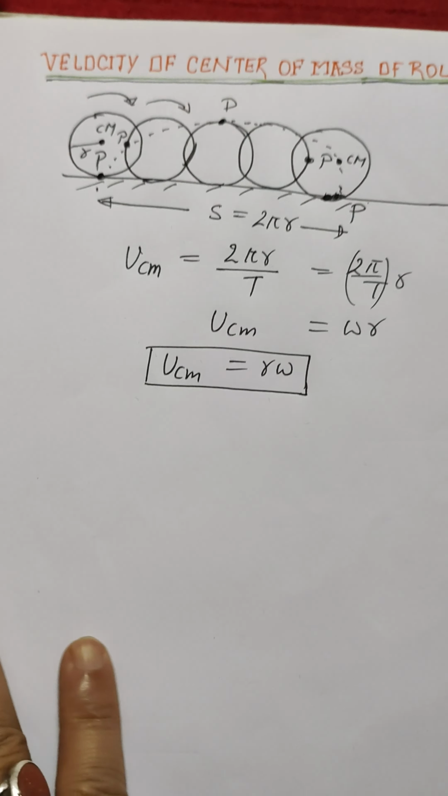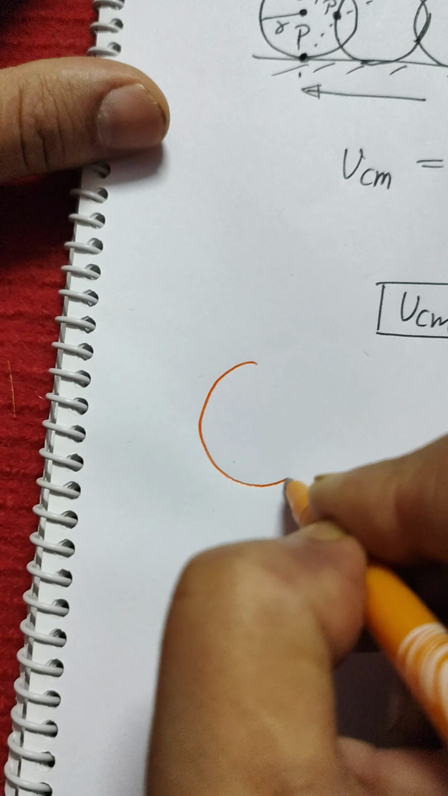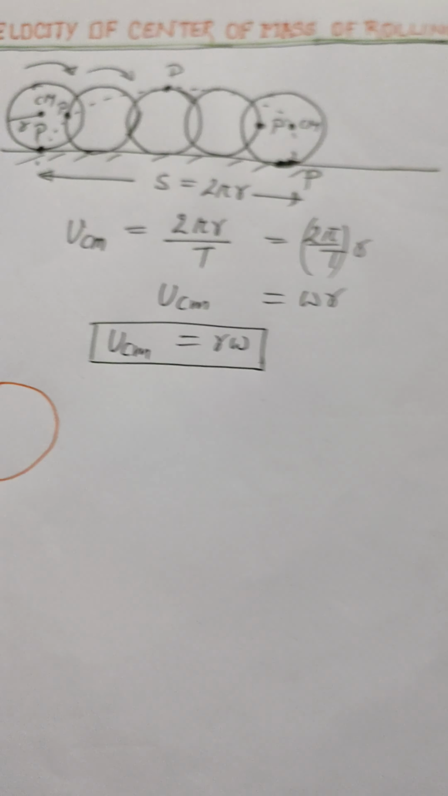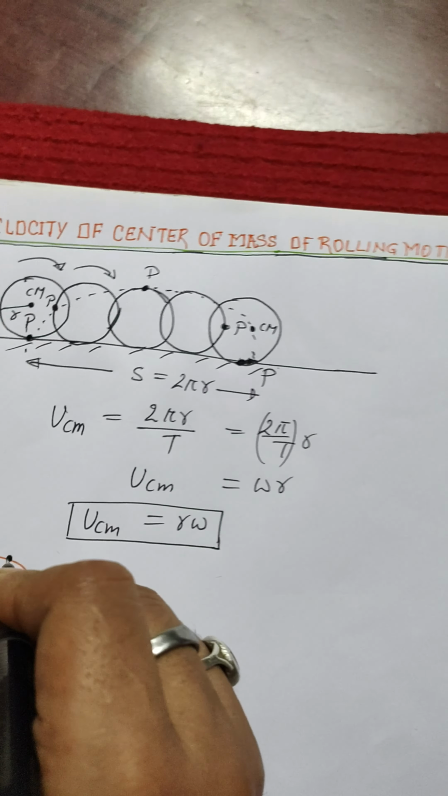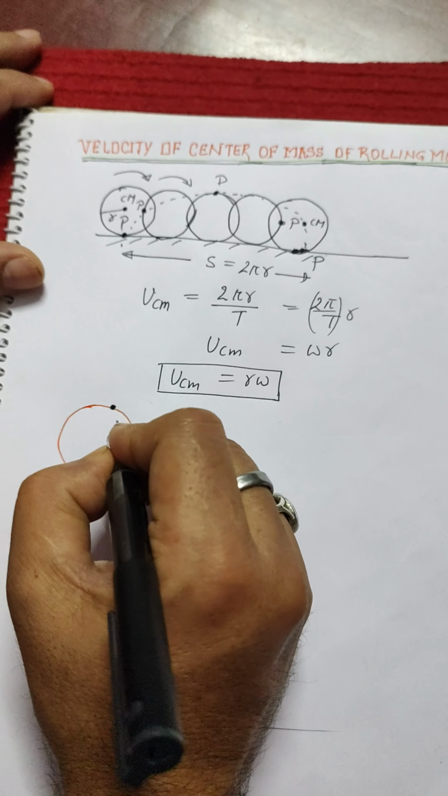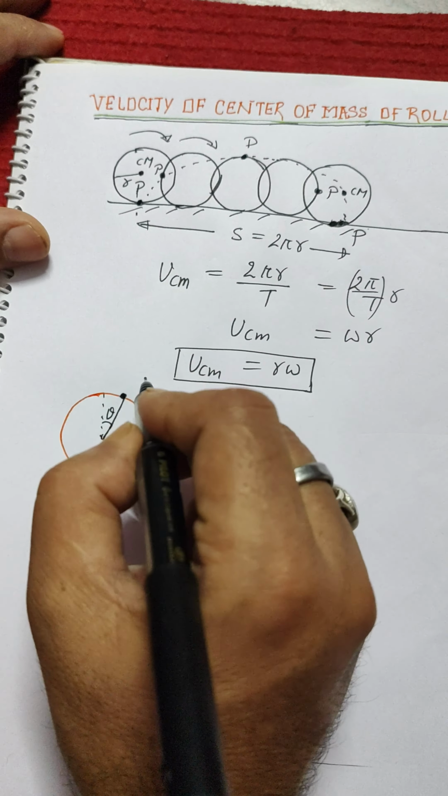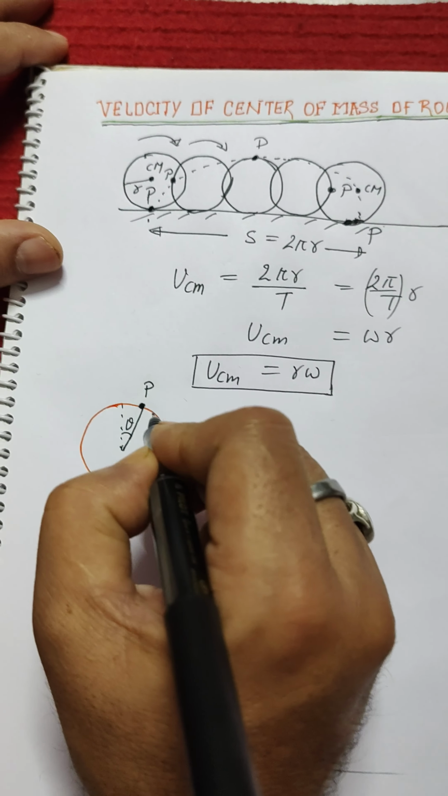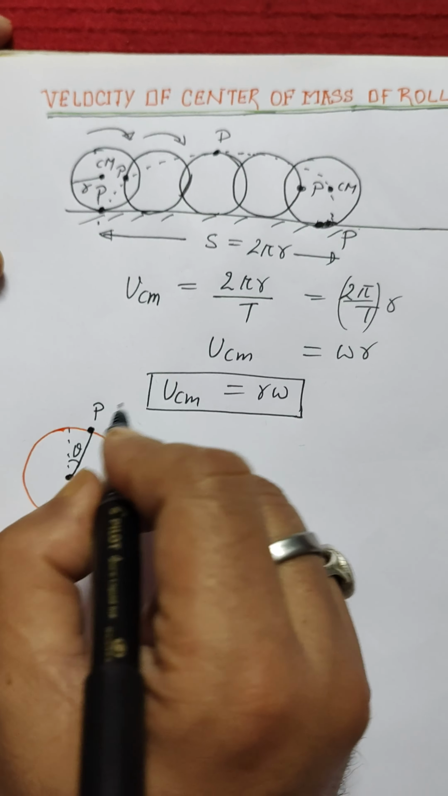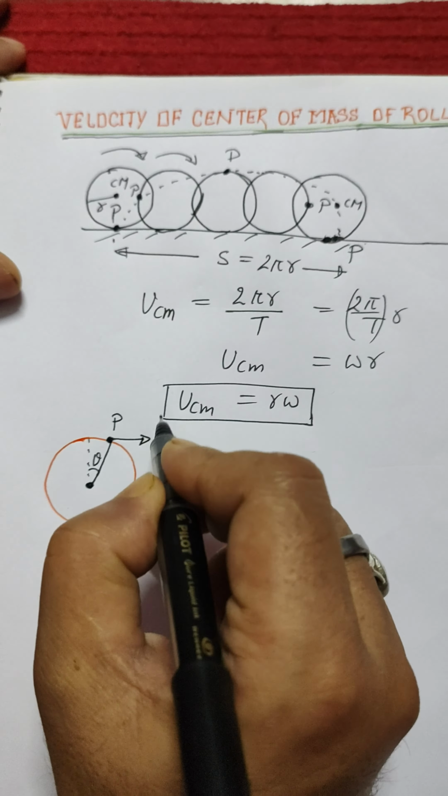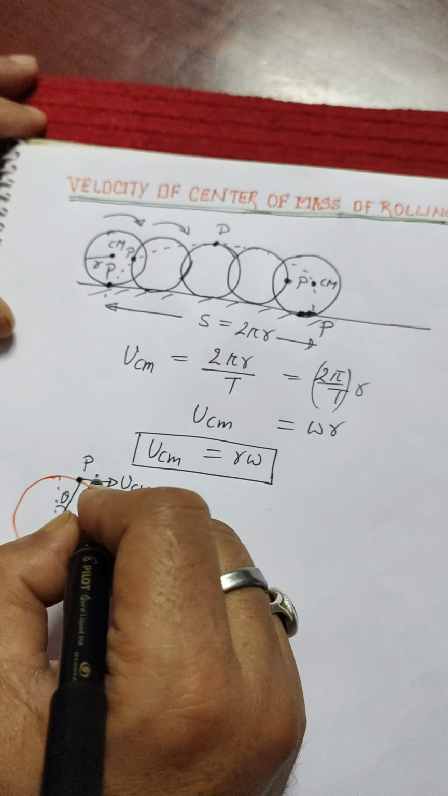Now see, a very important thing. When a body is rolling and any point P on its circumference, let us say its position is here, makes an angle theta with the vertical, somebody asks you what is the velocity of point P, how will you calculate it? See carefully, because the center of mass always moves in a straight line, let us say this is the velocity of the center of mass. You are getting my point.